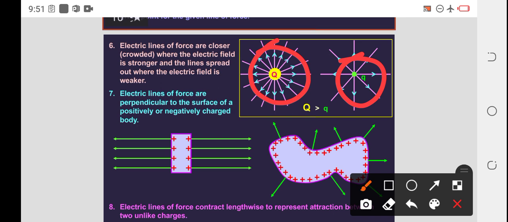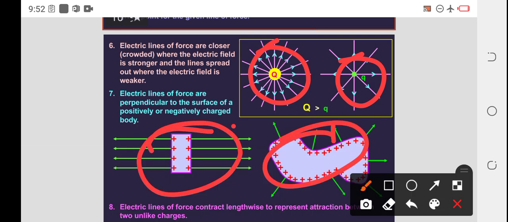Coming to the seventh one, electric lines of force are perpendicular to the surface of a positively or negatively charged body. So here the lines of electric force are perpendicular to the positive charge or negative charge. You can see here positive charge or negative charge.